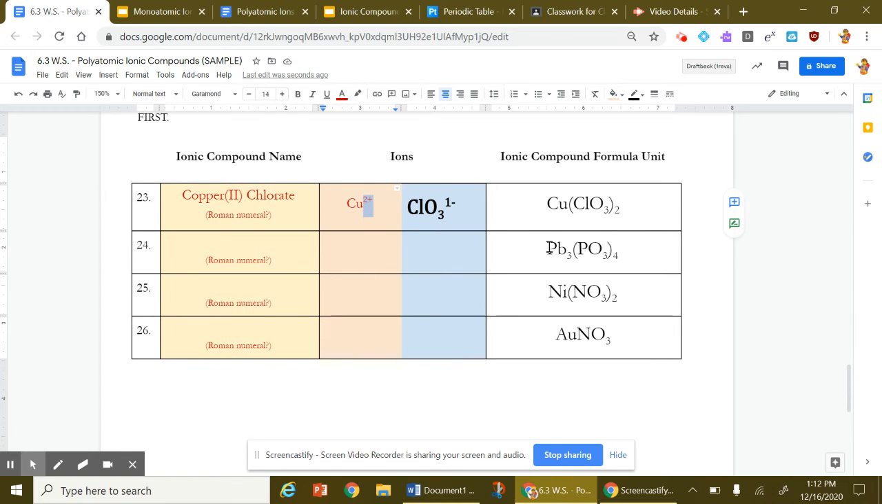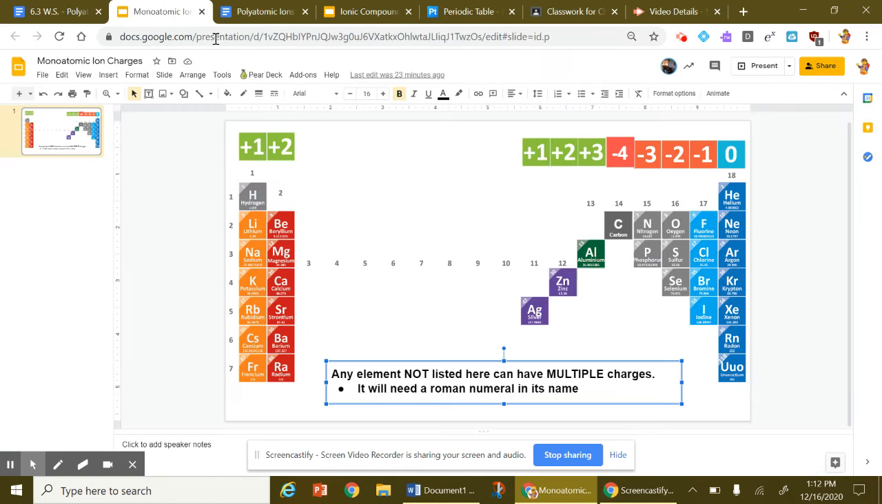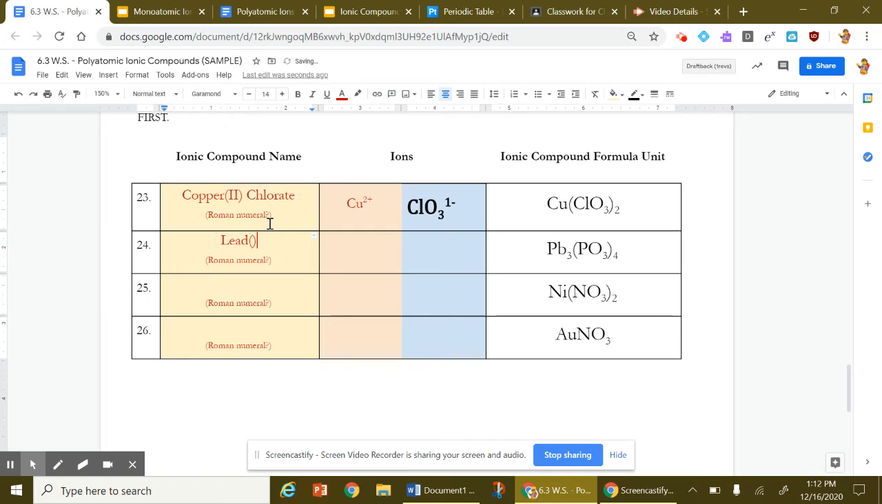Okay, let's take a look at this one right here. PbPO3. Okay, Pb I know is lead. Now what's the charge of a lead ion? Let's see here. Can I find it here? Lead, Pb. I can't find it. Lead's not here, which means that it's going to need a Roman numeral in its name because it could have multiple possible charges. So it's Pb, but we don't know what the charge is. Now PO3. We have to figure out PO3 in order to get the Pb.